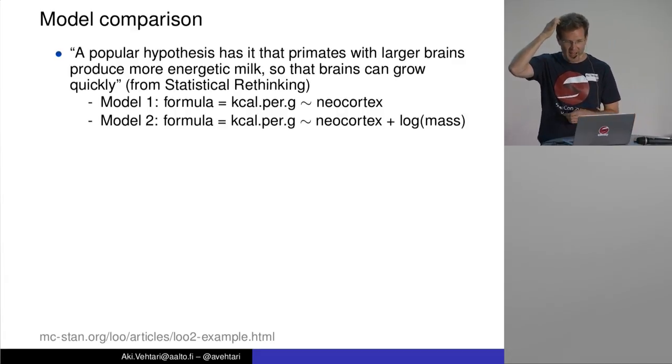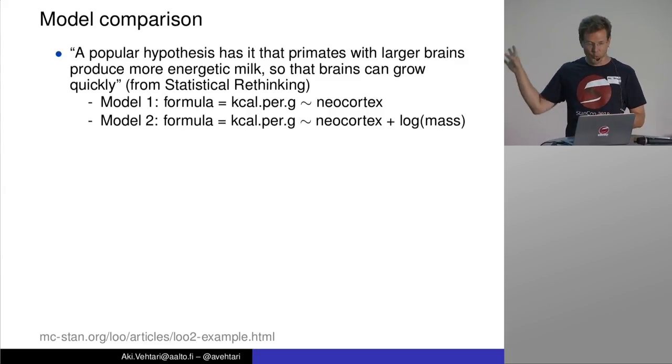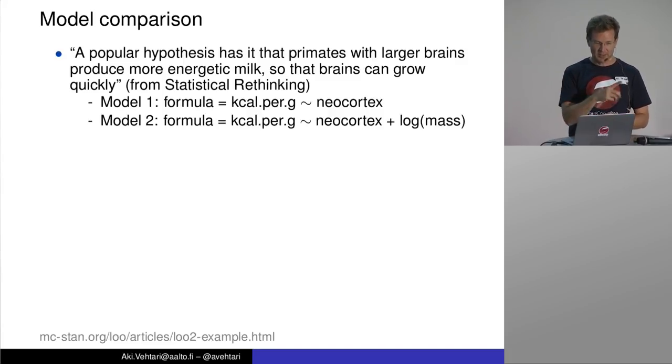This one, I needed quickly some small data, and this is also in a loo package vignette, but originally the example is from Statistical Rethinking. Primates with larger brains produce more energetic milk. Then there's the percentage of neocortex mass, and an alternative model also with the log mass.